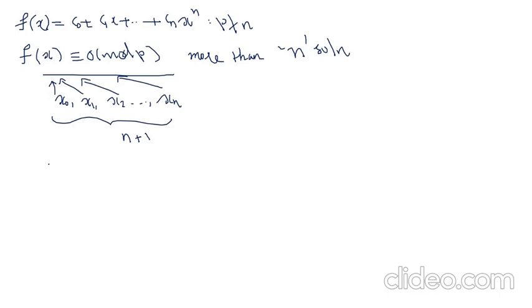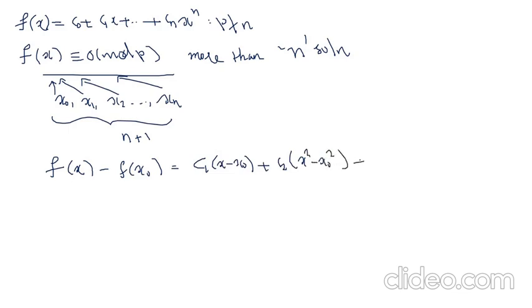Then we consider f(x) minus f(x0). f(x) minus f(x0) is nothing but c1(x - x0) + c2(x² - x0²) + etc. + cn(x^n - x0^n). Here x minus x0 is a common factor in all these terms, so we can take x minus x0 outside. So we get (x - x0) times a polynomial of degree n minus 1.